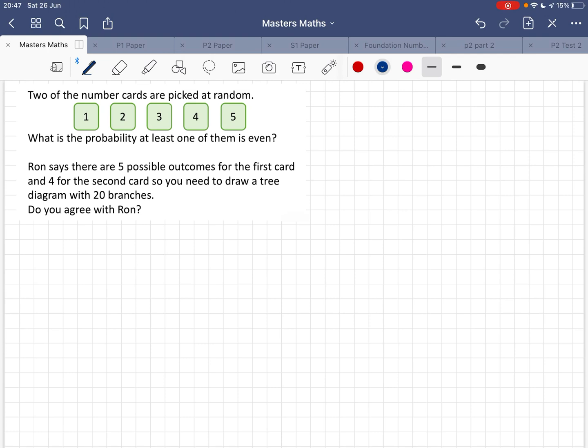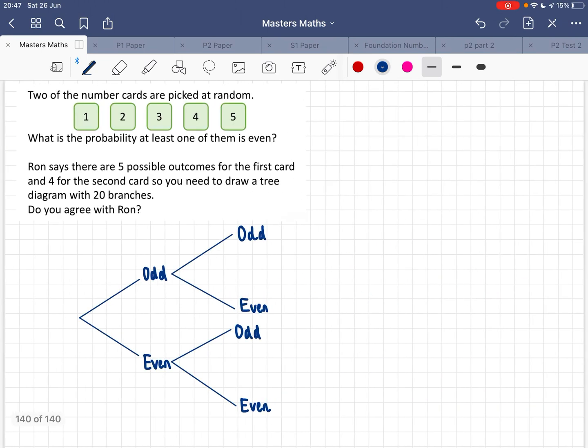And hopefully we can see that Ron's wrong, because yes, there's 5 cards to choose from, and once we've picked one, there's only going to be 4. But we're not looking at the individual numbers. We're interested in whether it's even or not even, or odd. So actually our tree diagram only needs to have even and odd on it, which is what I've drawn on the next slide. Okay, so we don't agree with Ron. We don't need to put all 5 cards and then 4 on the second pick. We just need to put even and odd. I probably should have put even at the top because that's what we're interested in, but never mind, it's fine.